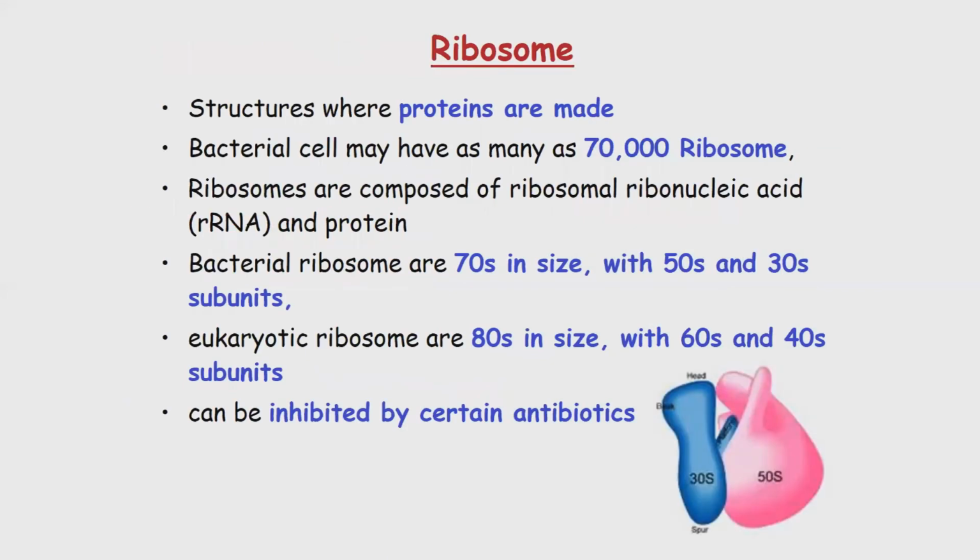So the ribosome is not very much different from our cells. Basically, they're also made up of protein. They contain rRNA. The ribosomes of bacteria are 70S, and they are inhibited by certain antibiotics.